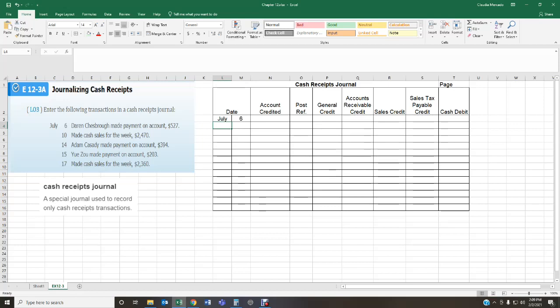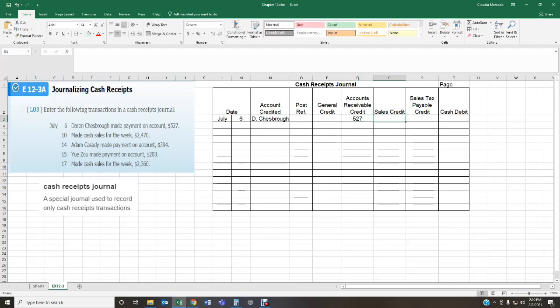First, it says account credited. What account are we going to credit for this payment that is being made? Well, I'm going to credit the Chesbro account, because she's the one making the payment. Now, it says it's a payment on account, so she's paying money that she owed. Because they owed money previously, we know that we're going to have to credit our accounts receivable account. So the accounts receivable is going to receive a credit.